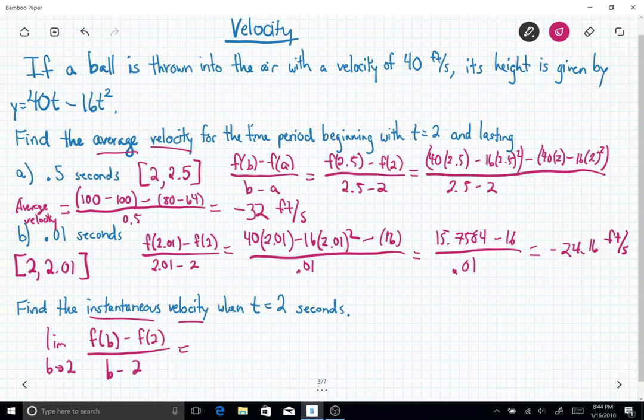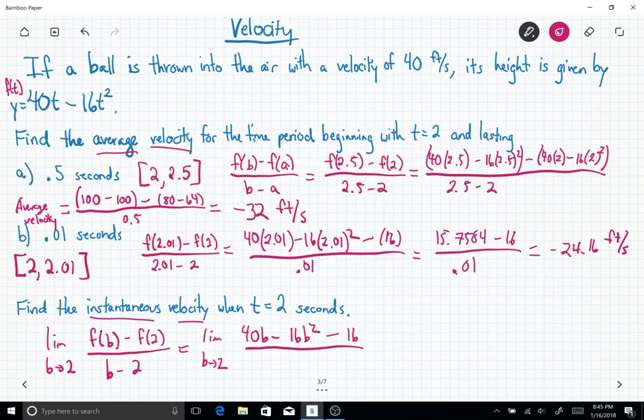But just to kind of show you what's going to happen down the road, so we take limit as b approaches 2 of f of b. Well, what is that? Well, I wrote f of b. What I could have done, my apologies, this y is the same thing as f of t. So we could have 40b minus 16b squared all minus, I should say, f of 2 we found was 16. And all of that would be over b minus 2.